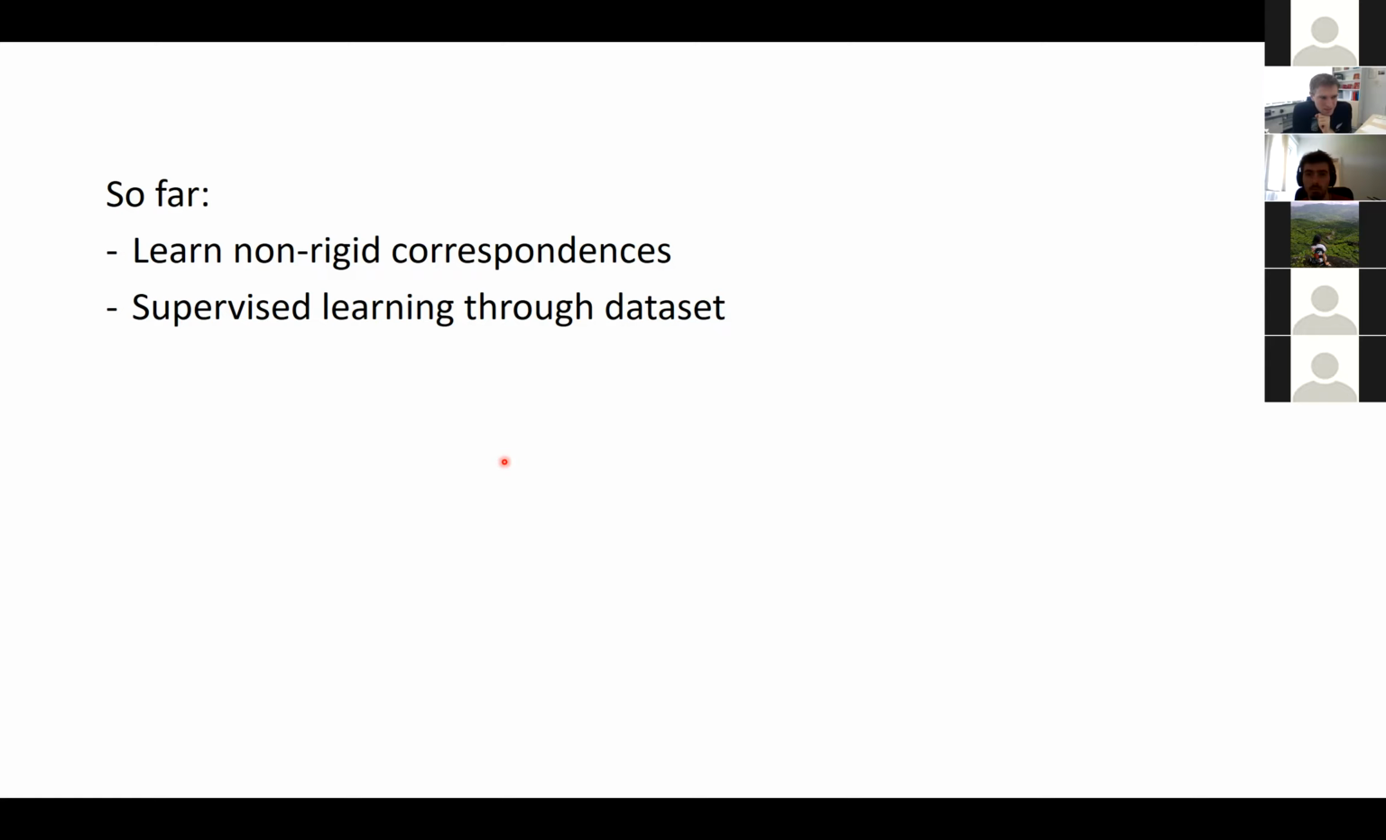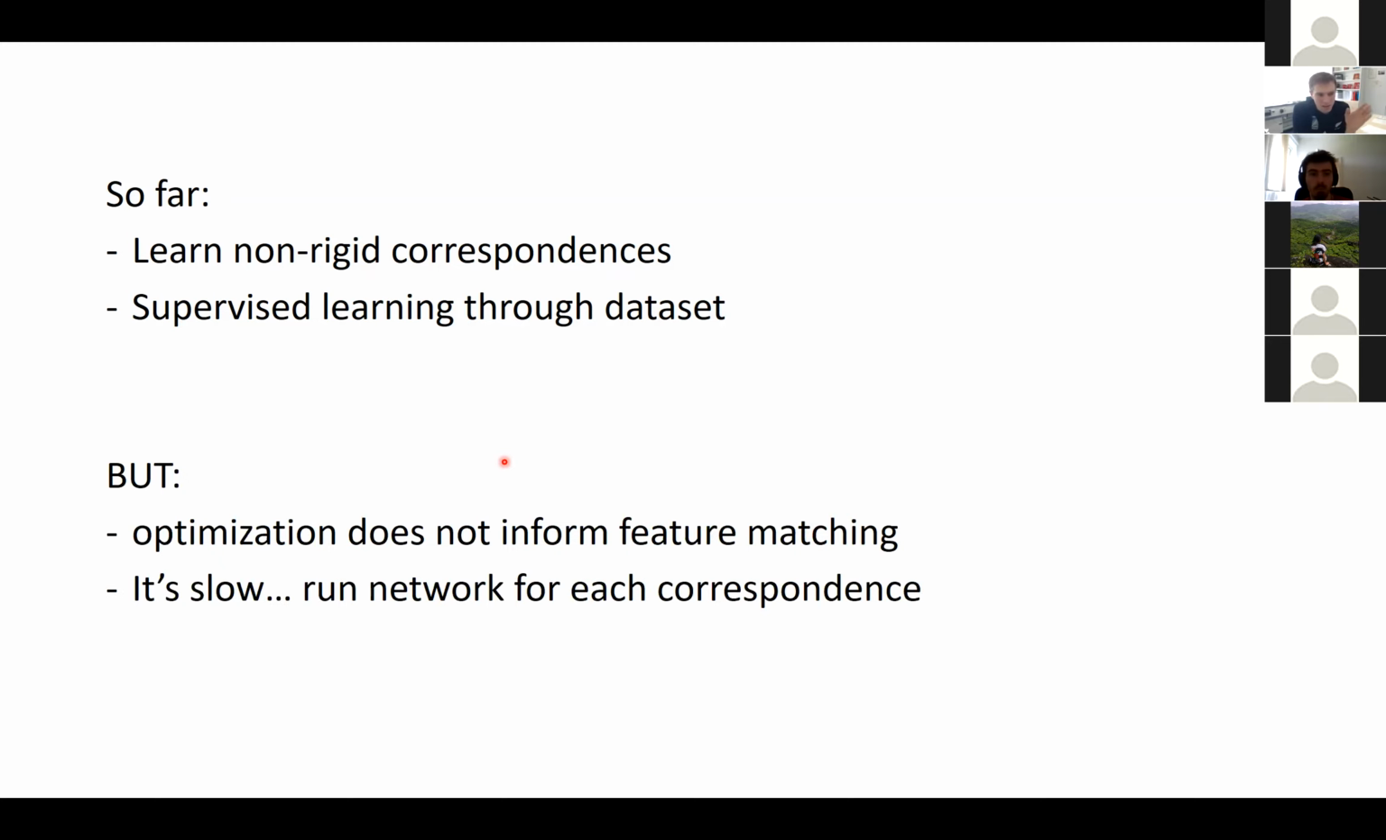But it's still a bit unsatisfactory from a methodology standpoint, because we don't really care about the correspondences in terms of our final loss, but rather we care about how good is the final non-rigid alignment or even the final non-rigid reconstruction. So these are the two drawbacks of all of these methods I've just explained. So optimization at the moment does not inform the feature match.